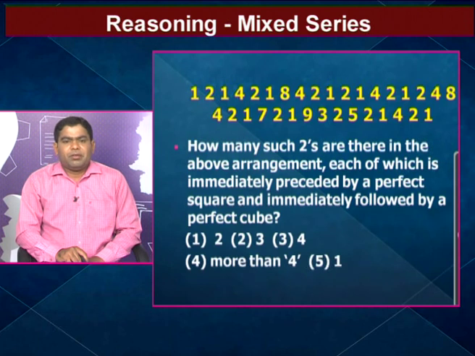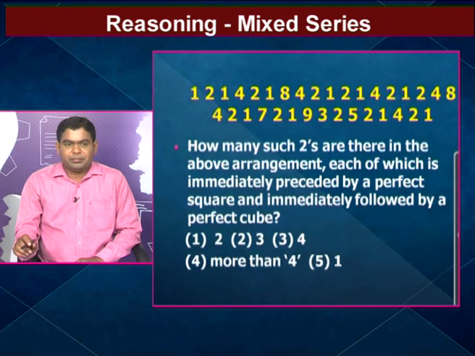Perfect squares are 1, 4, 9, 16, these are the perfect squares. Perfect cubes are 1, 8, 27, these are the perfect cubes. That means our question may be based on prime numbers, even numbers, odd numbers, perfect squares or perfect cubes. So first of all we learn the even numbers, odd numbers, perfect squares, perfect cubes. After that we solve the question.